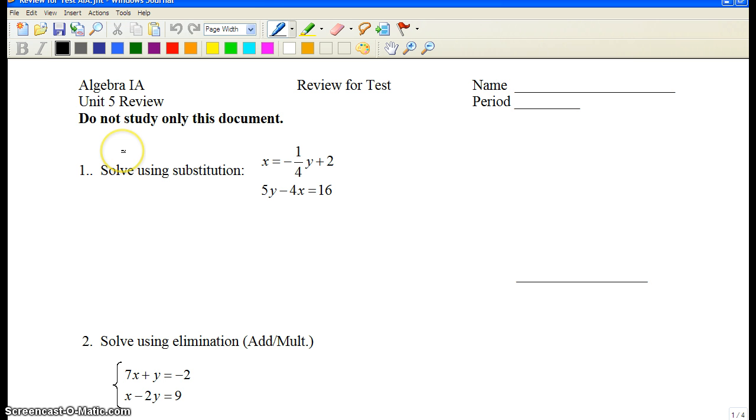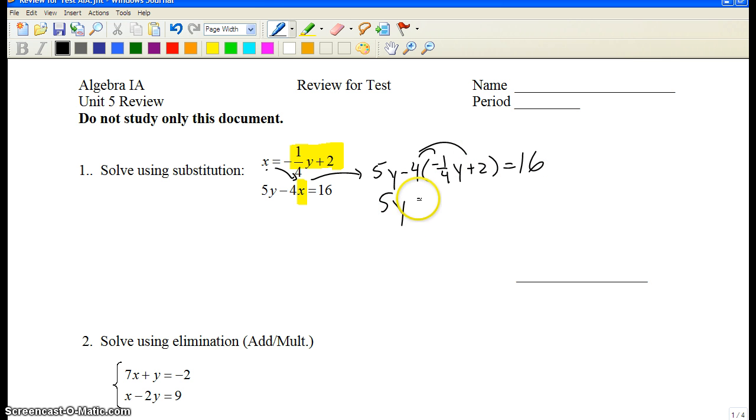So on this first problem using substitution, take a look at it. Notice that the first equation is already solved for x. Since it's already solved for x, we can simply take this and substitute that in for x, and that's exactly what we're going to do. And I'm going to write it right here. So we get 5y minus 4 times the thing that x equals. And then you'll notice that we turn around and get an equation just with y's in it. And then we're going to distribute: 5y plus y minus 8 equals 16.